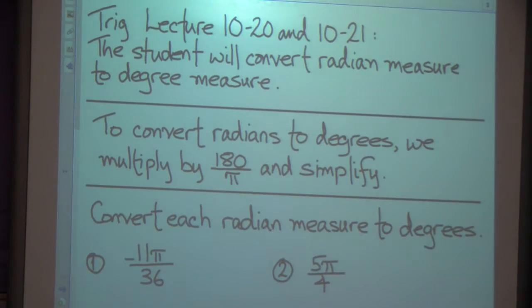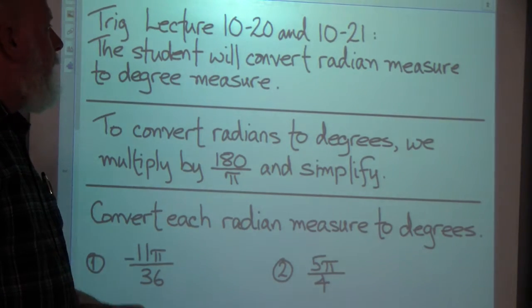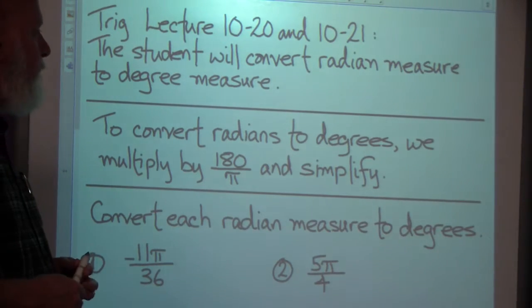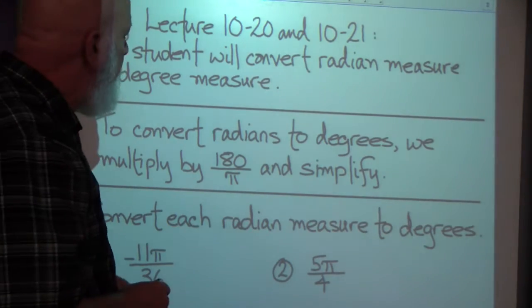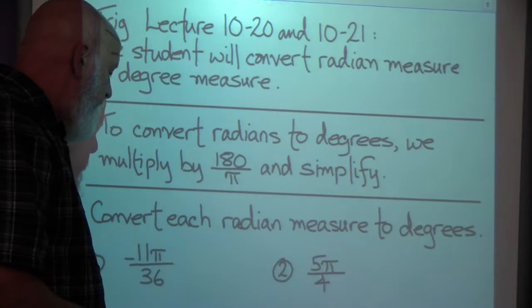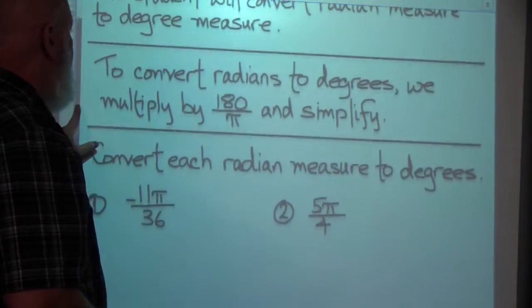Alrighty. It's Trig lecture 1020 and 1021. Student will convert radian measure to degree measure. Okay, that's what we're going to do today. Pretty simple and straightforward once you learn how to do it.